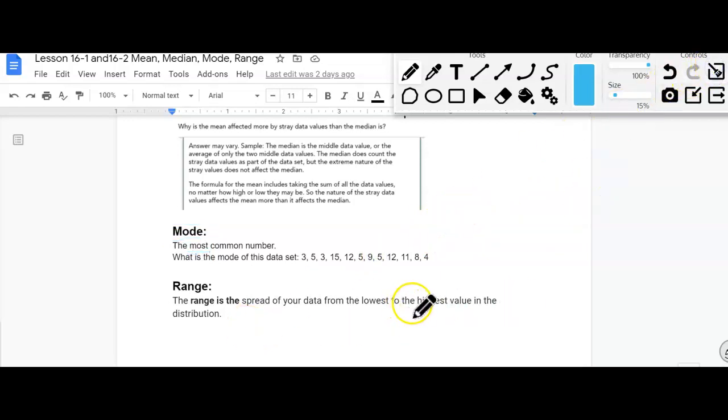I want to give a separate example here. If I were to put the number 3 in this data set again, 3 shows up 3 times, and 5 shows up 3 times. What would the mode be? It would be 3 and 5. Okay, it's both of them.